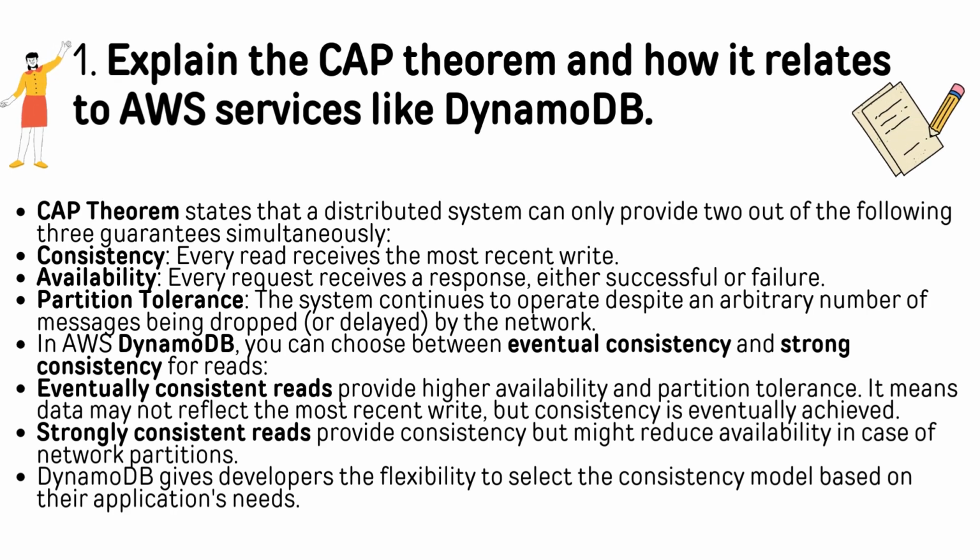In AWS DynamoDB, you can choose between eventual consistency and strong consistency for reads. Eventually consistent reads provide higher availability and partition tolerance. It means data may not reflect the most recent write, but consistency is eventually achieved. Strongly consistent reads provide consistency but might reduce availability in case of network partitions. DynamoDB gives developers the flexibility to select the consistency model based on their application's needs.